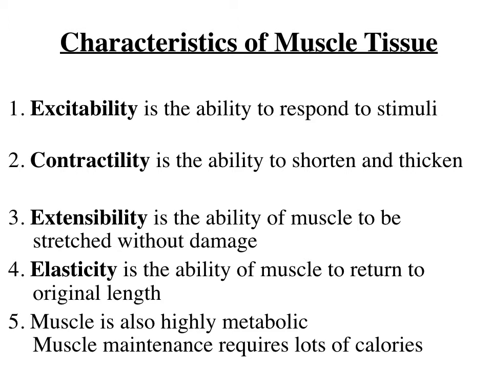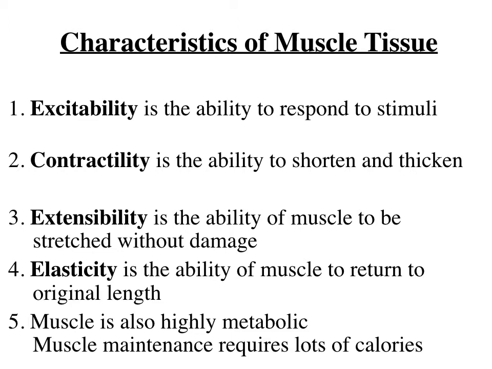So to begin, the characteristics of muscle tissue: we have 4 different terms that I want you to be familiar with. Muscle is excitable, it's contractile, it has extensibility and elasticity. So just know these terms and know what they mean. Excitability means that it has the ability to respond to stimuli because it's innervated by a nerve. It has contractility, which is the ability to shorten and thicken.